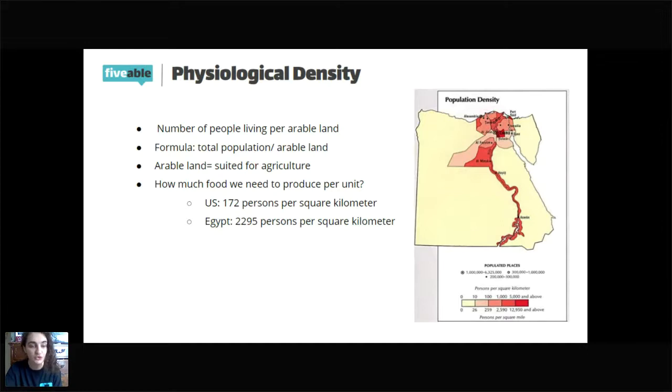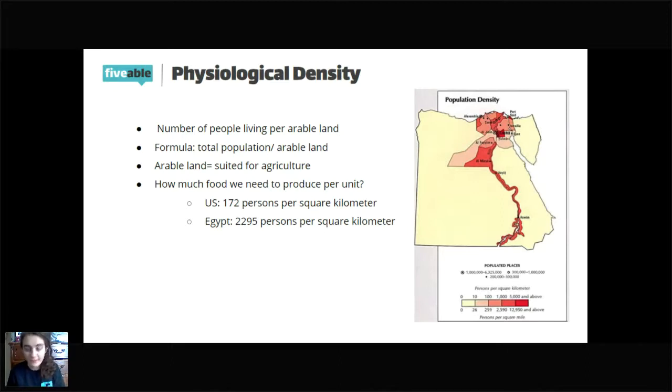So in the US, we have a lot of arable land, and we have a lot of people. Because we have a lot of arable land, the physiological density is low, because the Midwest is all arable land. It's a big area. So we have a lot of people, but we're dividing by a bigger number, so the physiological density is lower, as opposed to Egypt.